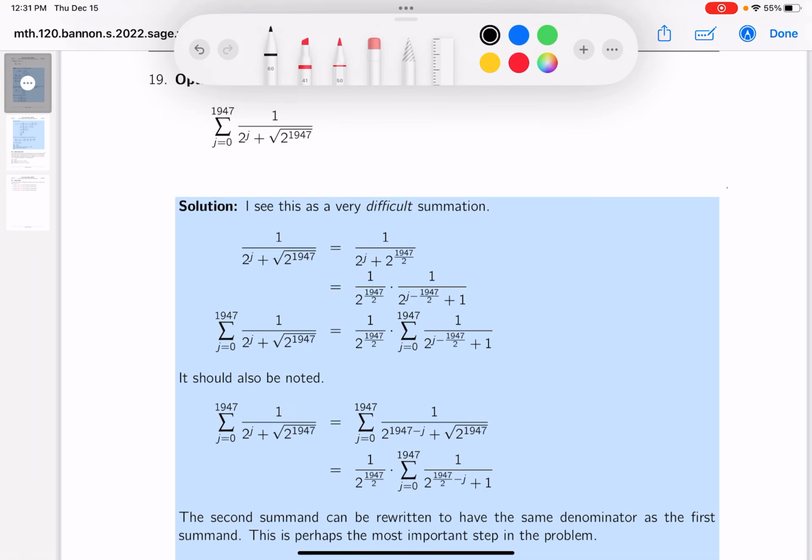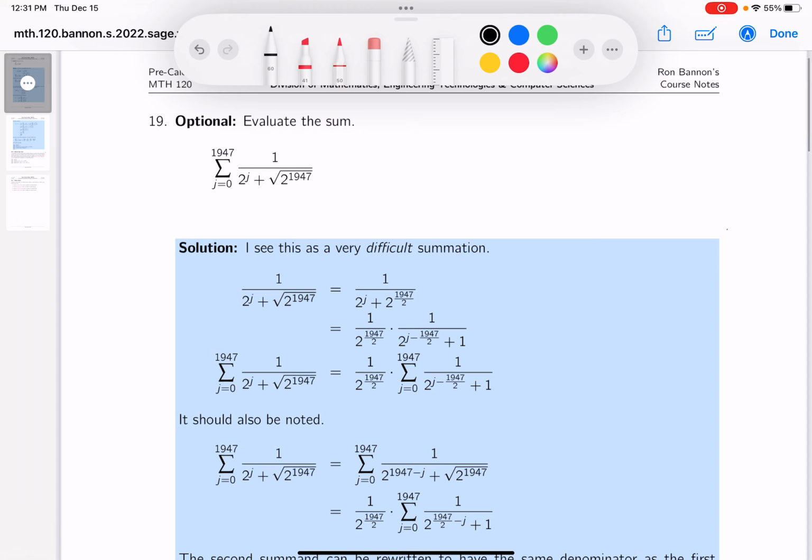Okay, consider it a difficult problem. It is optional. So it's a summation. There's 1,948 terms. Looking at it, the first thing I do is probably look at the general term, and just simply rewrite it. How would I rewrite it?